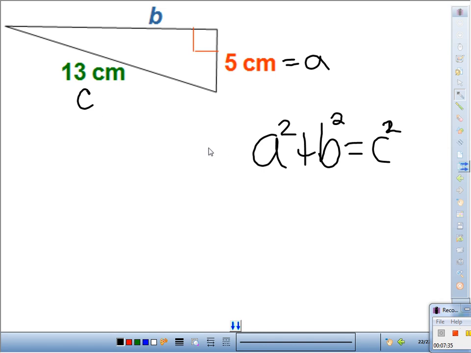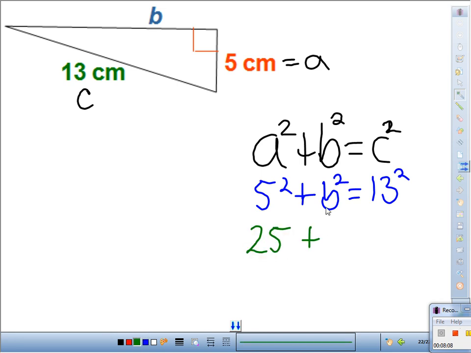All right, now we can substitute. And we're doing this one together. Here we go. A is 5 squared plus B remains the same, so that's B squared. And what is C? 13 squared. Okay, we're good? All right, let's simplify. What is 5 squared? 25 plus B squared equals 13 times 13? 169. There it is.